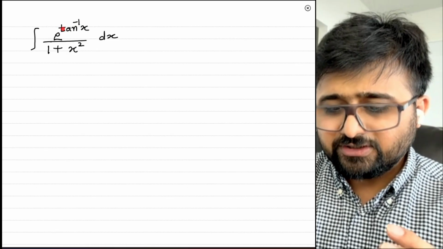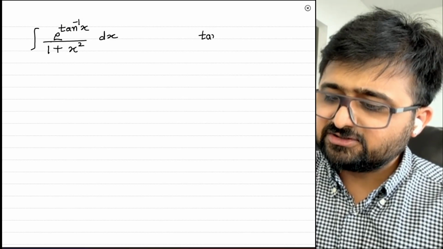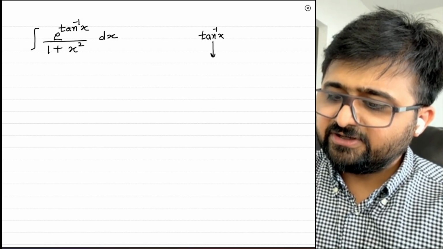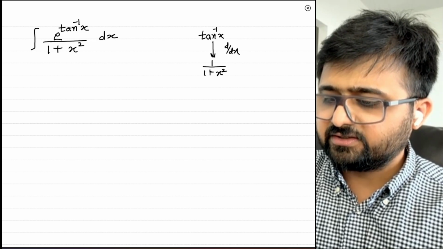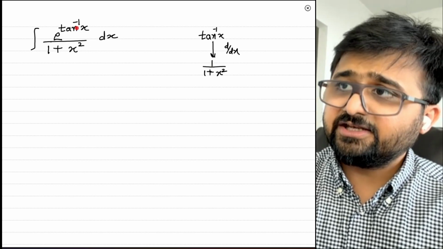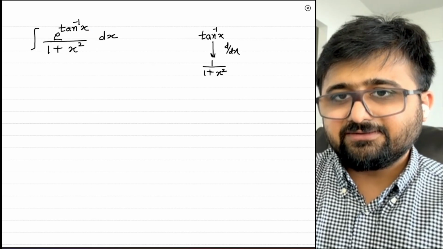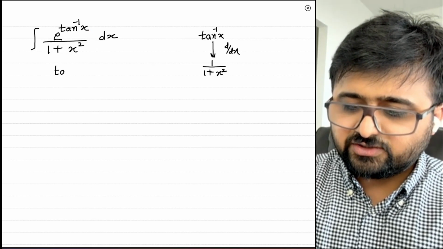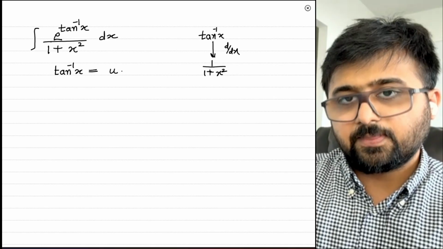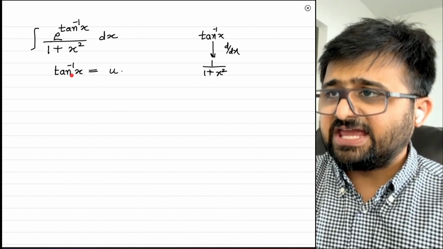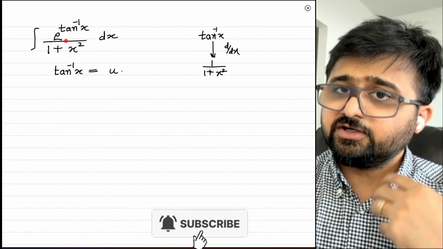Notice that the derivative of tan inverse of x is nothing but 1 over 1 plus x square. So if you notice, the derivative of tan inverse of x is present right here. If the derivative of tan inverse of x is present, what we can do in order to integrate this is put tan inverse of x is equal to u. The moment you put tan inverse of x is equal to u, now our goal is to convert this integral from the x world to the u world.